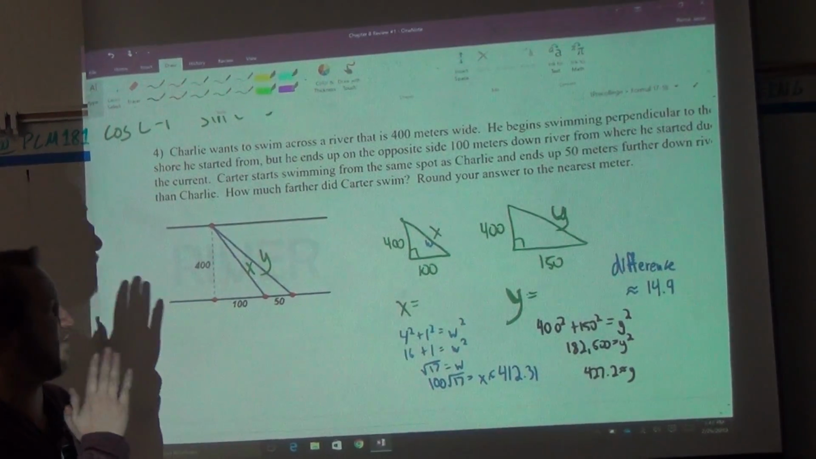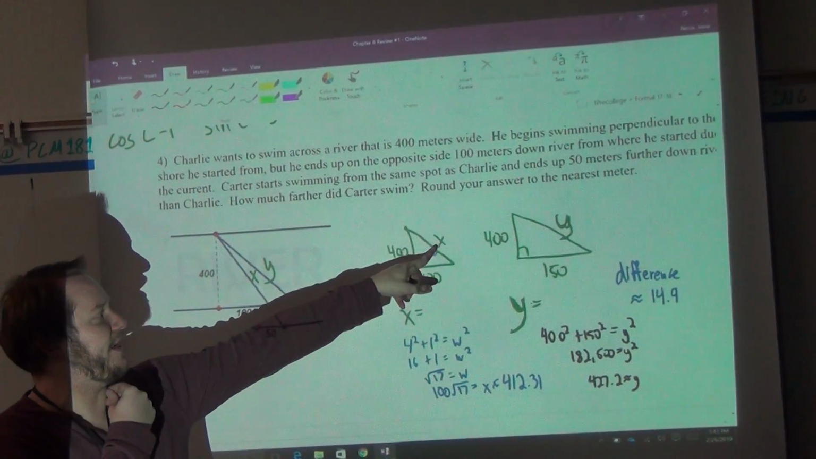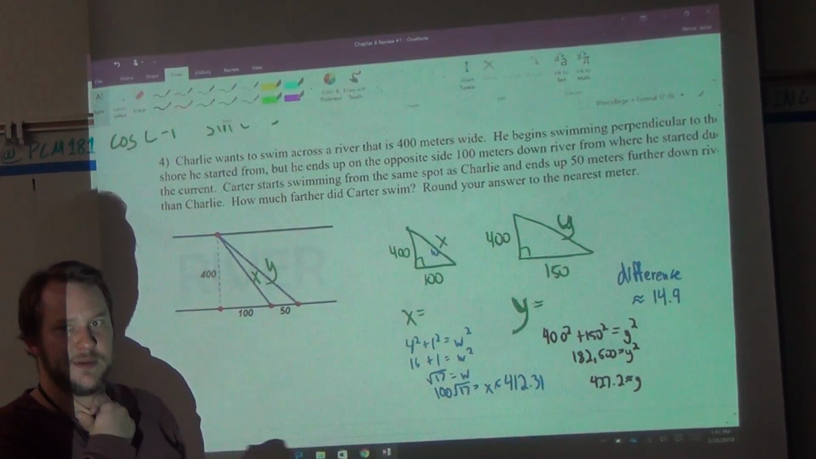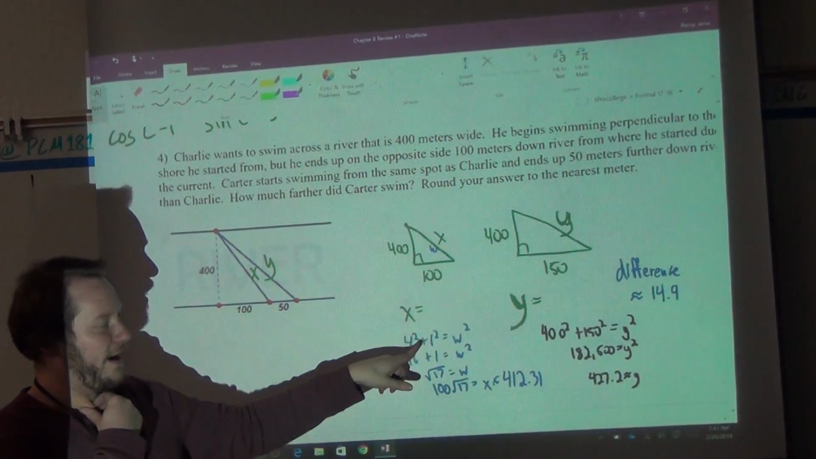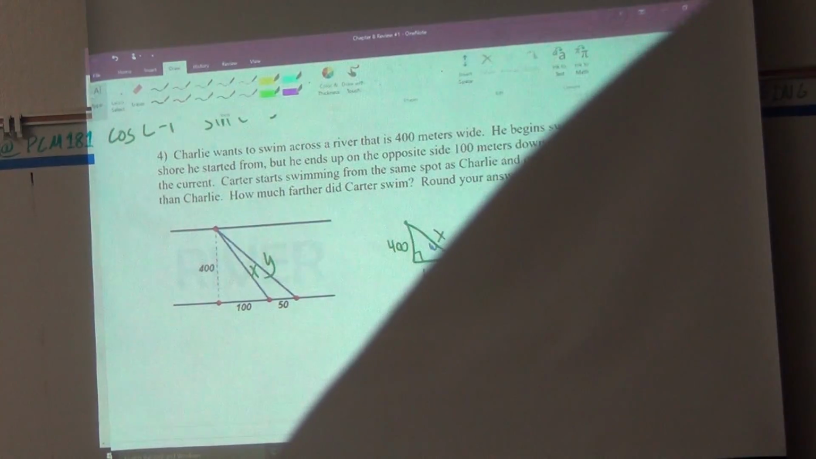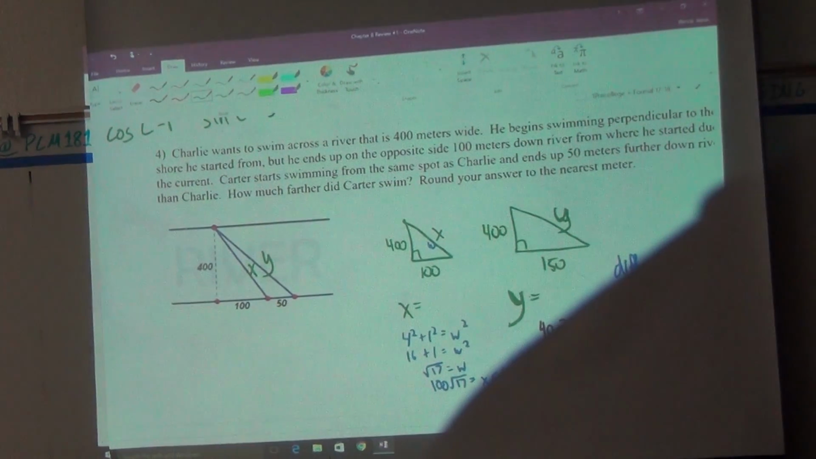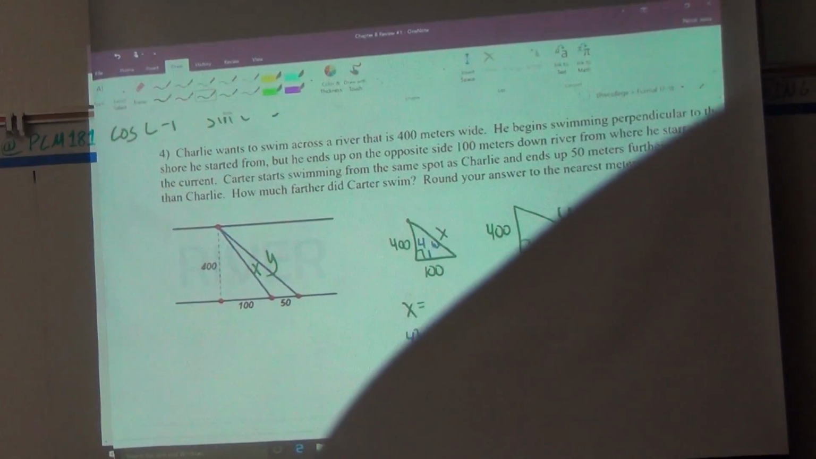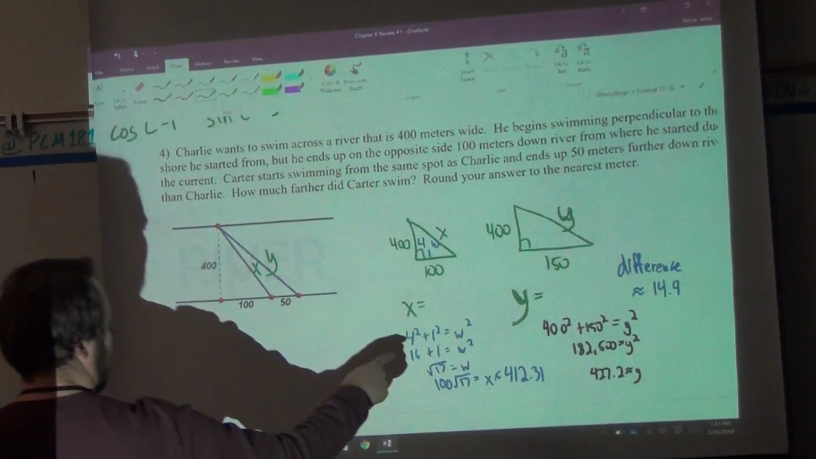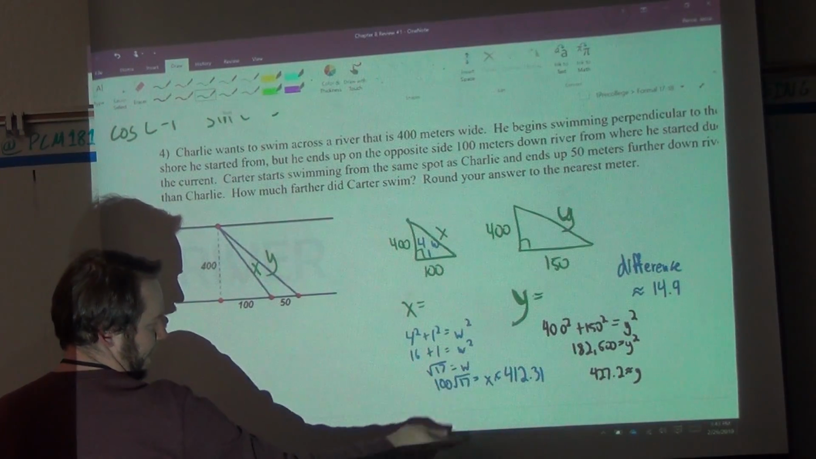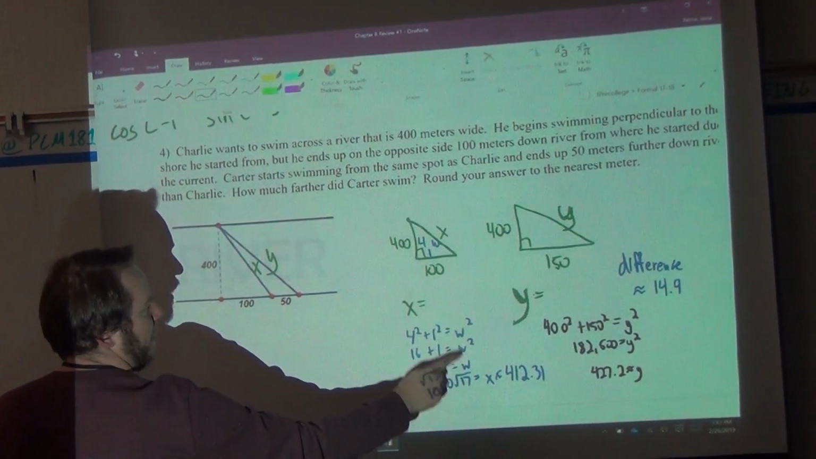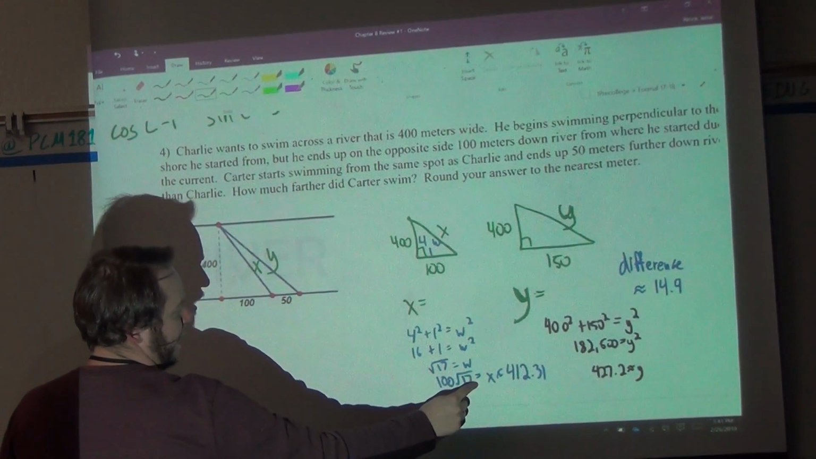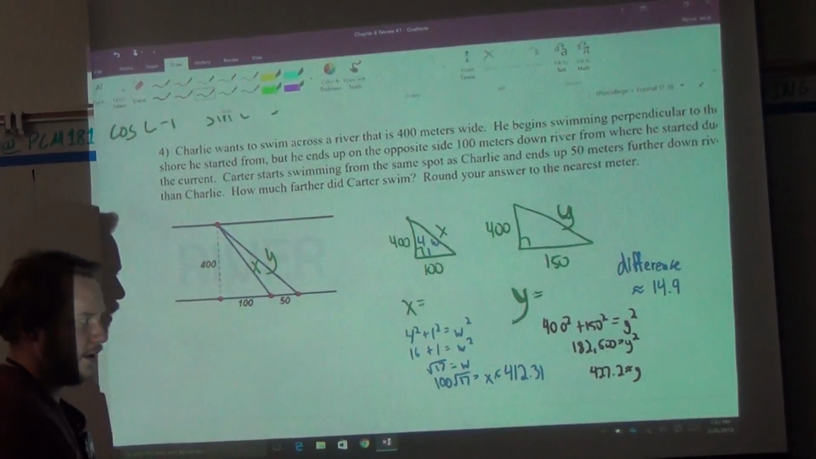For x, it's a little bit easier if you introduce a variable of w. You could reduce 400 and 100 to be like a 1 and a 4. So we have 1 squared and 4 squared combining together to give you w squared. That means that 16 plus 1 is w squared. Square root of 17 equals w. And then we have to multiply by that scale factor of 100. We'll get 100 square root of 17 for x, which is 412.31.